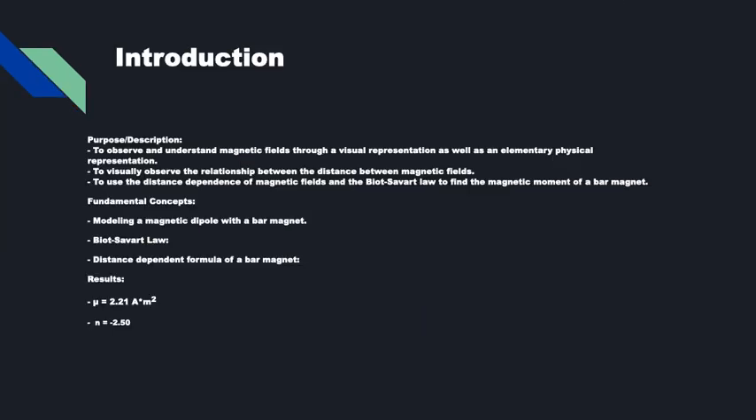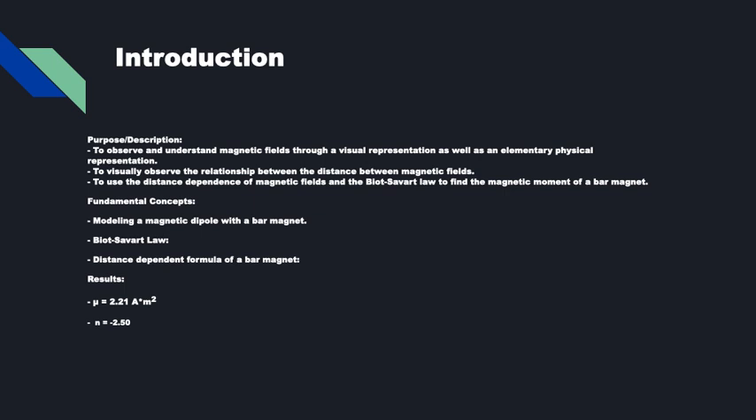So for the introduction, the purpose and description of this lab was to observe and understand magnetic fields through a visual representation, as well as an elementary physical representation, to visually observe the relationship between the distance between magnetic fields, and to use the distance dependence of magnetic fields in the Biot-Savart law to find the magnetic moment of a bar magnet.